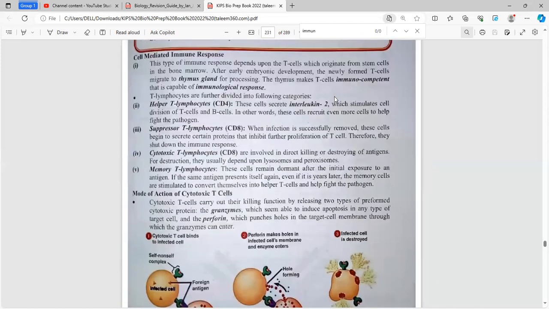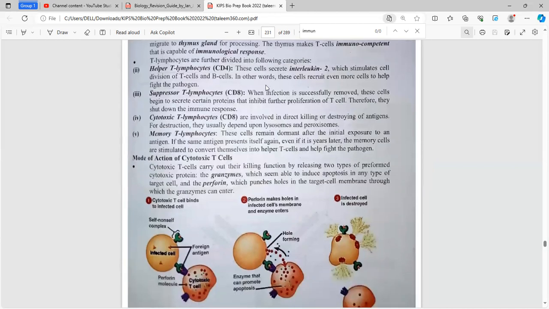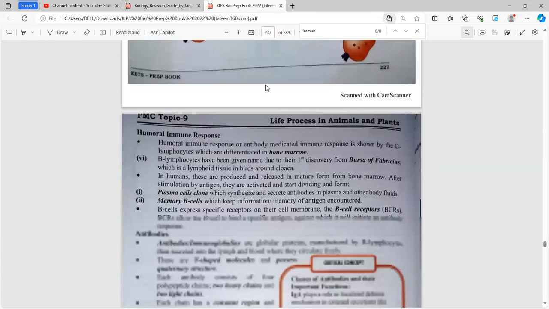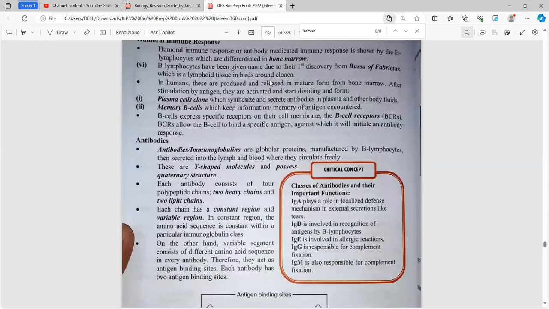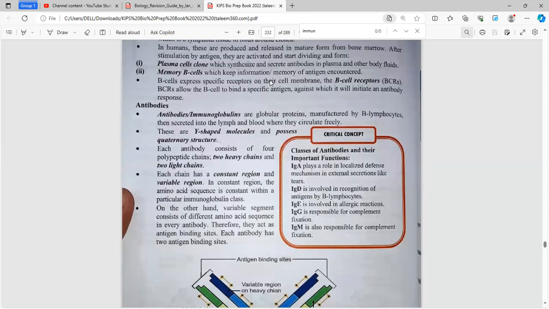We've already discussed the mechanism of how these T lymphocytes work. You just need to know where they are made. The T lymphocytes are made in the thymus, as they stand for T, and B lymphocytes are made in the bone marrow, as they stand for B. Further, B lymphocytes mature to form plasma cells, which produce antibodies. So you need to know that plasma cells are the further subdivision of B cells which produce antibodies.